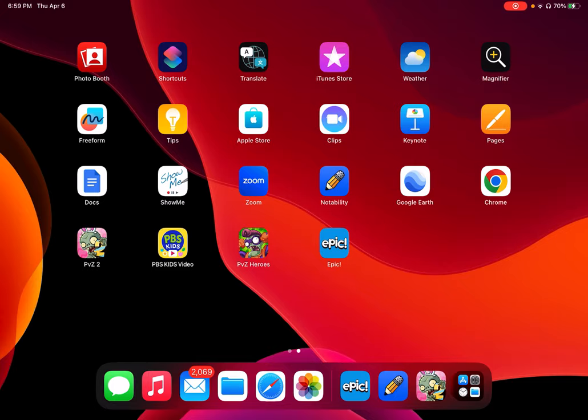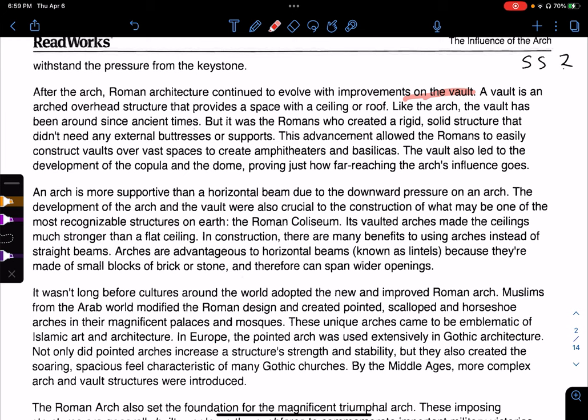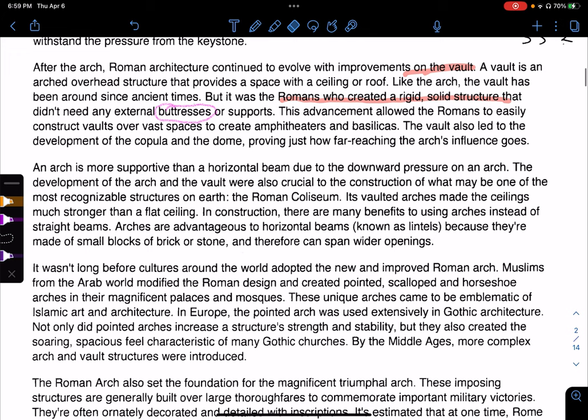The vault has been around since ancient times, but it was the Romans who created a rigid, solid structure that didn't need an external buttress or support. This is a word that you'll need to know later. The word is buttress, and I'll tell you why. You'll learn it when we talk about Gothic architecture. This advancement allowed the Romans to easily construct vaults over vast spaces to create amphitheaters and basilicas. The vault also led to the development of the cupola and the dome.